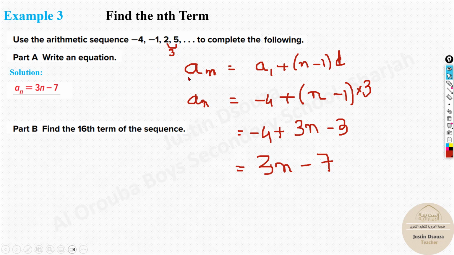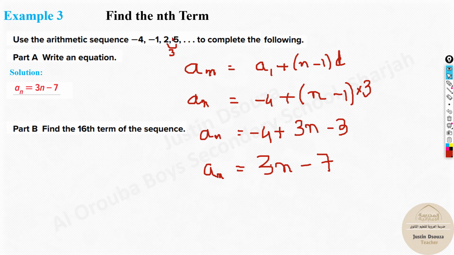The equation for the nth term is given as an. Don't forget the an. I have not written it over here. So this is an equals 3n minus 7 for this particular sequence. It changes for a different sequence. Now we have this particular sequence, and that's the answer.